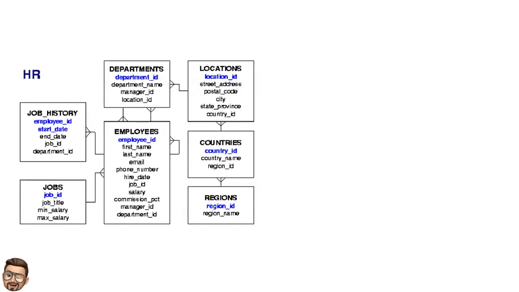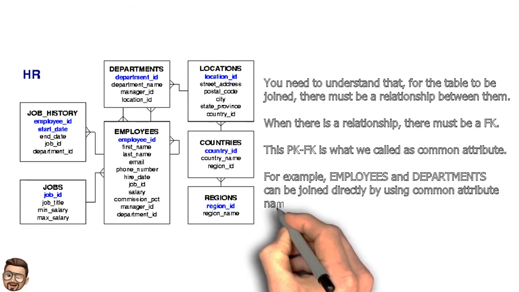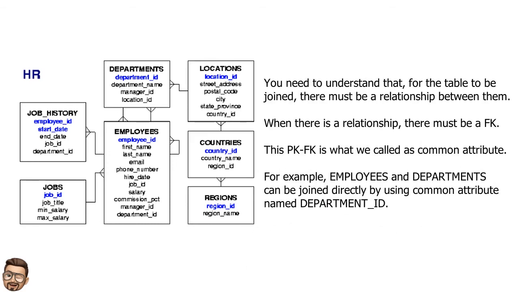You need to know that there will be a lot of tables in our database. Before we can join the tables, we need to make sure there is a relationship between the tables. You can check your data modeling for more information about this. When there is a relationship, there must be a foreign key. A foreign key refers to the primary key. This foreign key to primary key reference is what we call the common attribute. For example, employees and departments tables can be joined directly by using the common attribute named department ID.